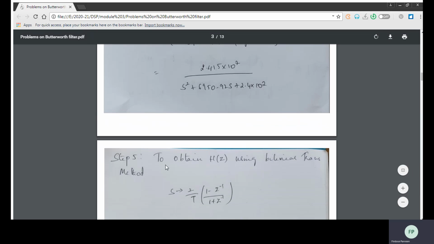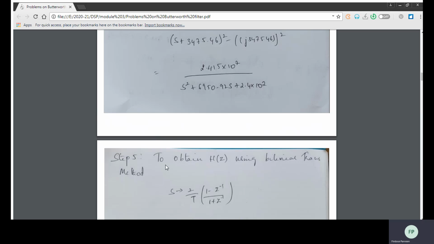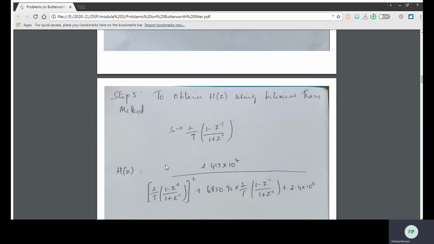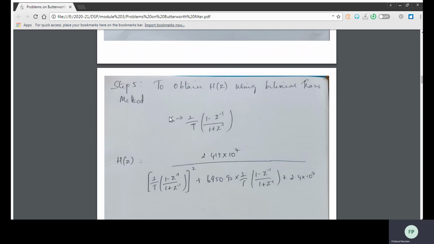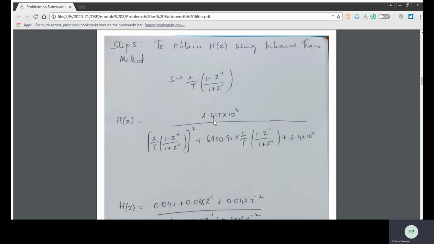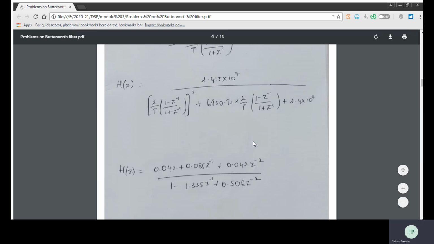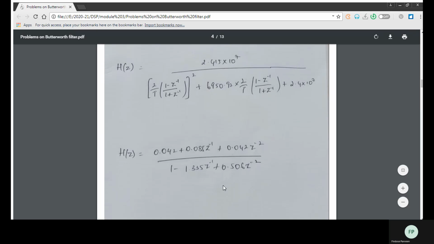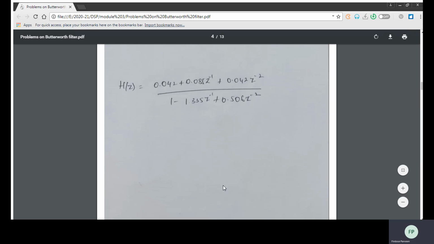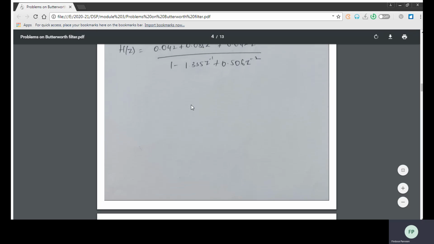Next, to obtain H of z using the bilinear transformation method. What is the formula? Wherever s is there, you have to replace it with 2 by T into (1 minus z inverse) divided by (1 plus z inverse). Substitute for s and keep it in the proper form. So this is nothing but H of z, that is the digital filter.